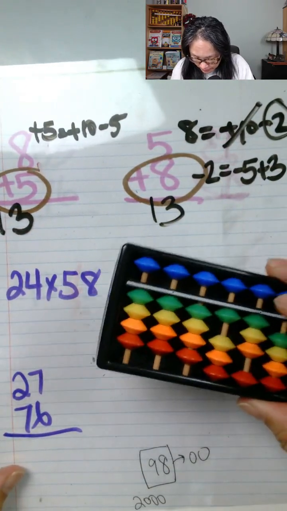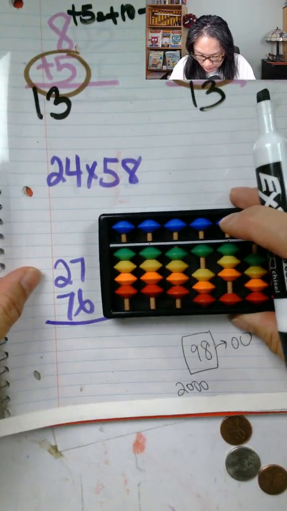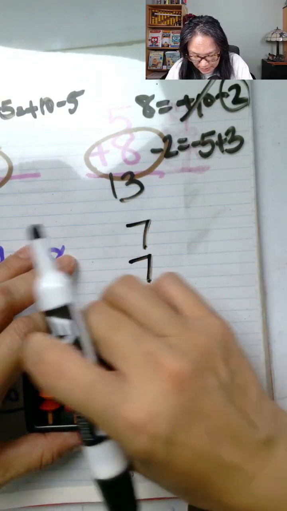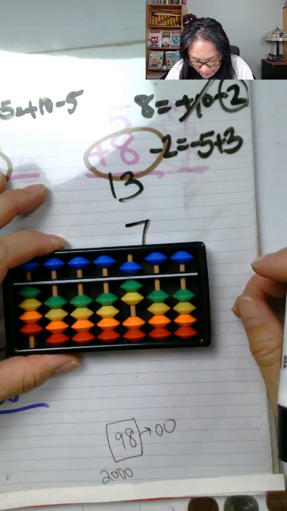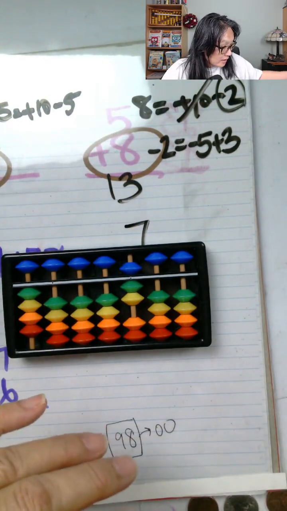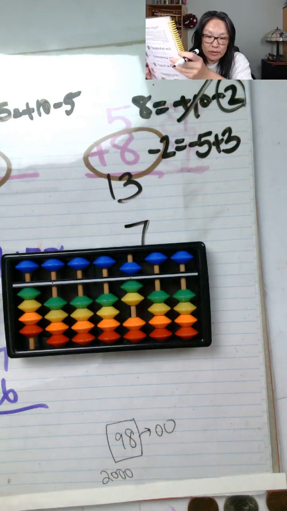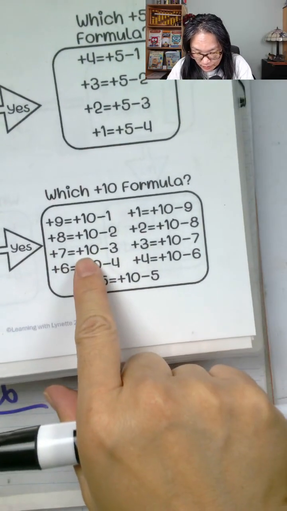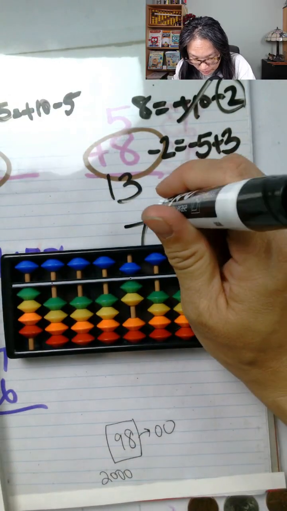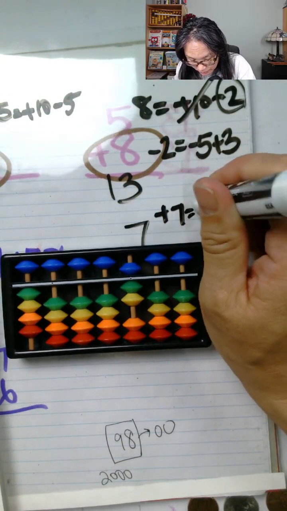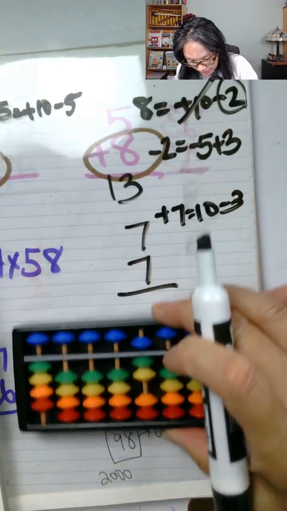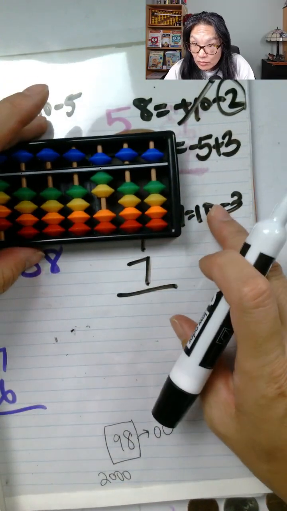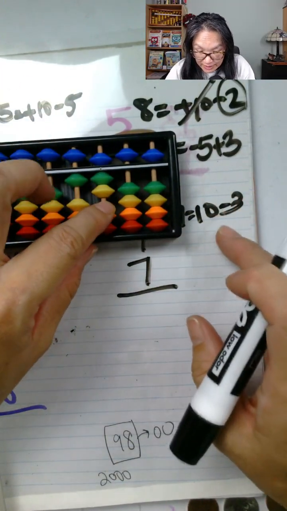We can do it again with the 7. 7 plus 7. That's easy, right? So we have 7 on the abacus. We want to add another 7. To add another 7, what do we do? Plus 7 is equal to plus the 10 minus the 3. So I'm going to plus the 10. But here I need to take away the 3.